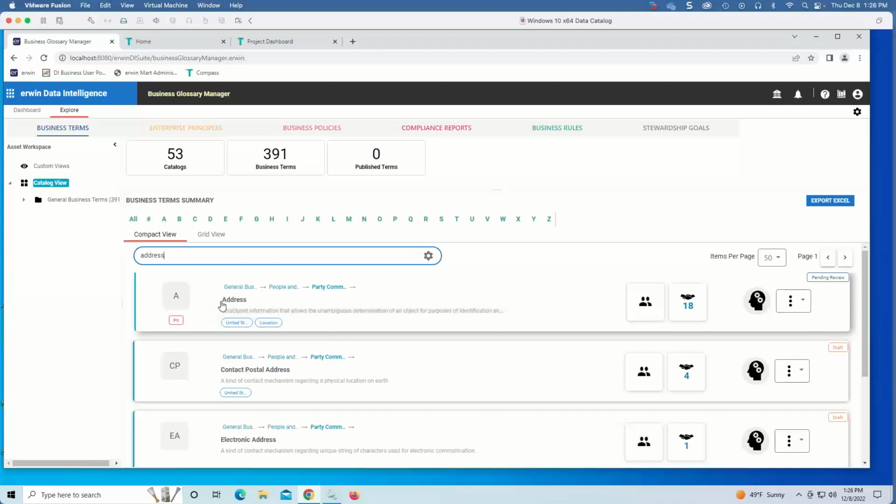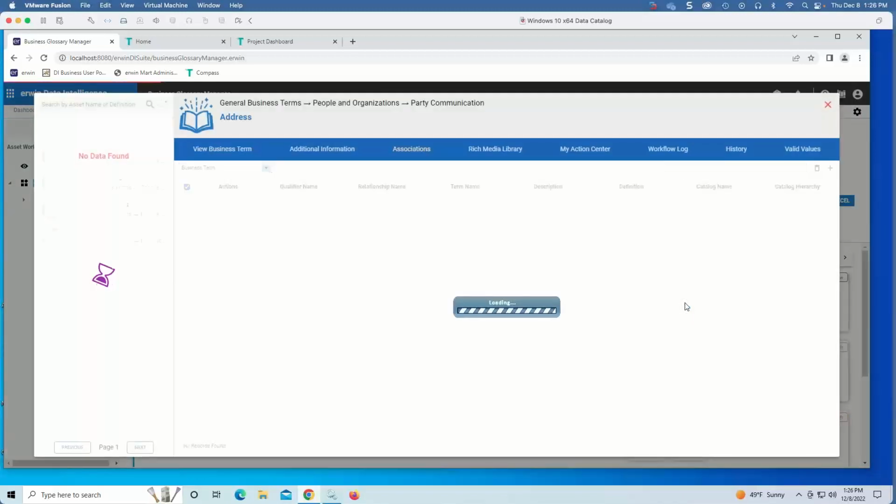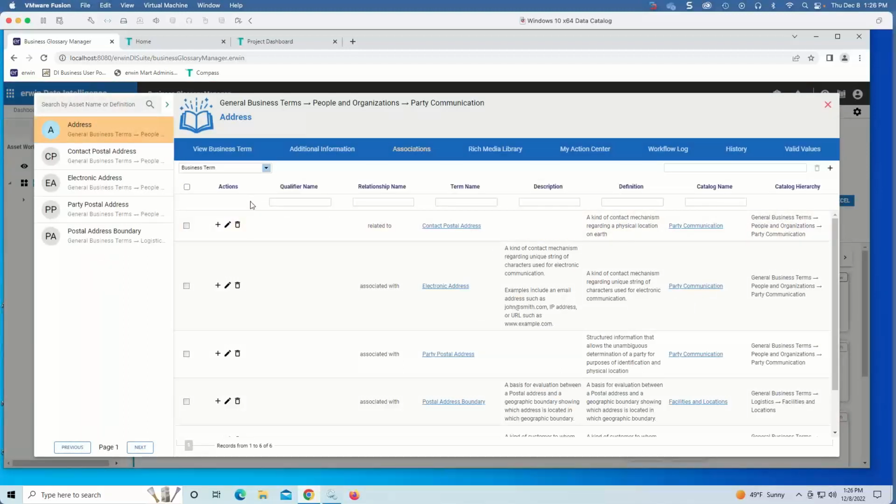Now, when I look at address over here, you can see that there are 18 associations. So what we're saying here is that address itself is actually associated with lots of different things. It could be associated with another business term. That is, if my business term has a classification structure such as address, address can actually be a contact address, an electronic address, a party postal address, a geographic boundary. These are all concepts of address.